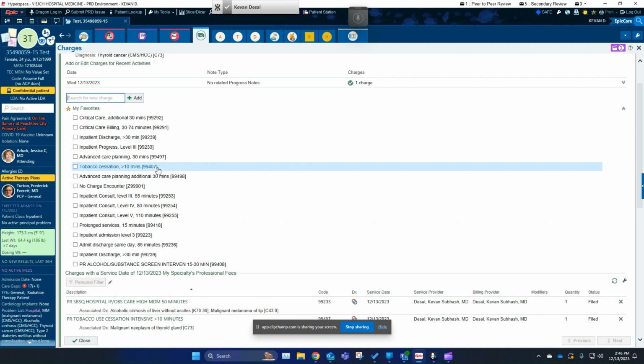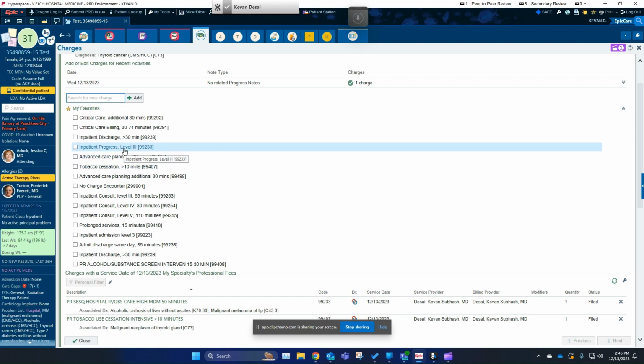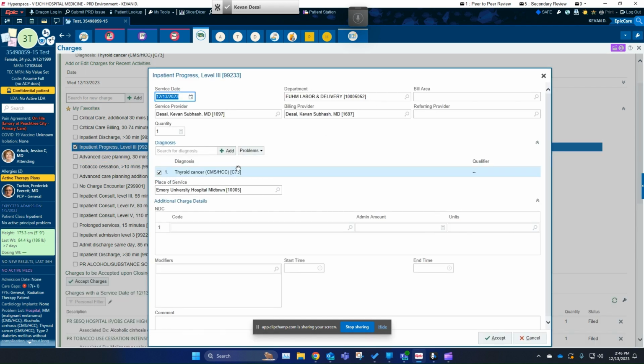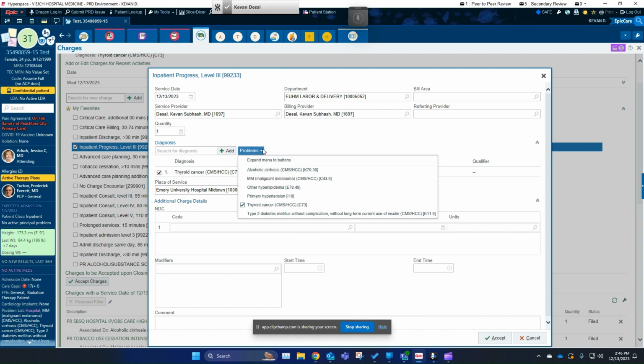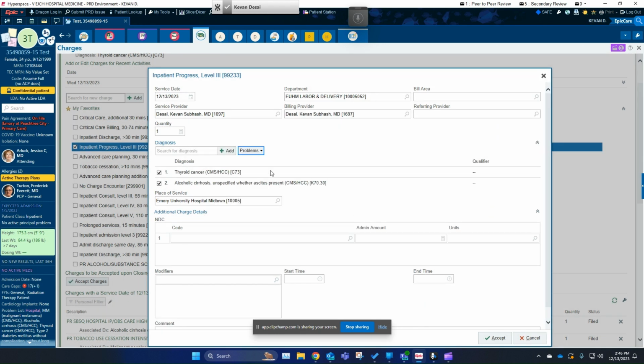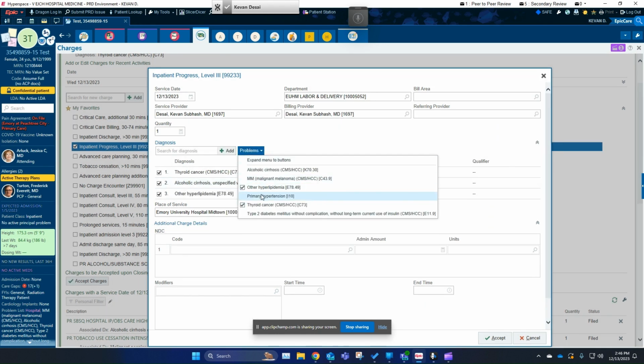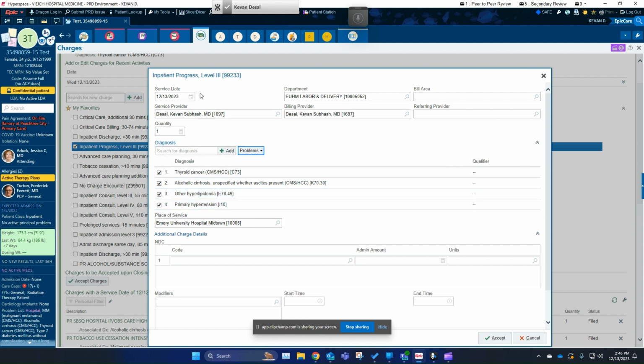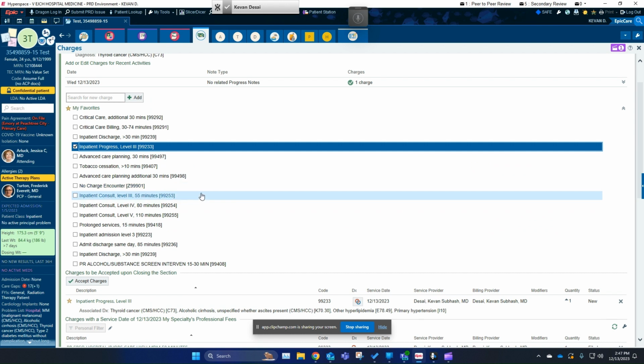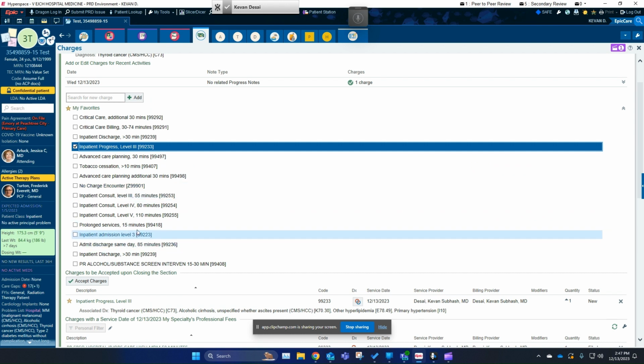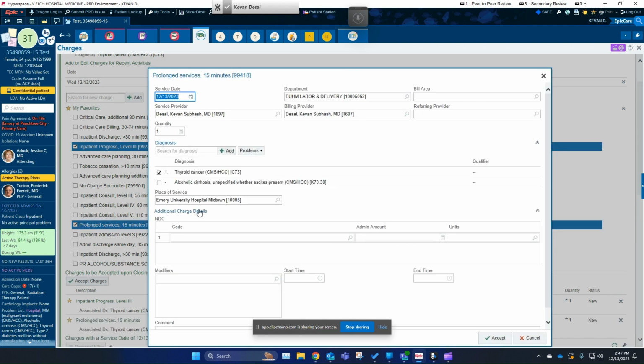What that's going to look like is, if I have a level 3 and I bill level 3, let's say usually when I bill, I add these problems, and I'll go in and put my problems here, and then this will be a level 3 progress note. But when I accept that, if I also spent an extra 15 minutes with that patient, I will also put a prolonged services 99418. So I'll also put that in there.